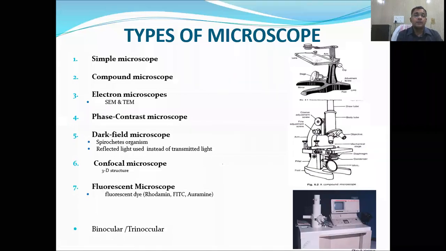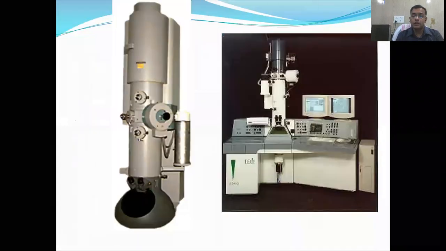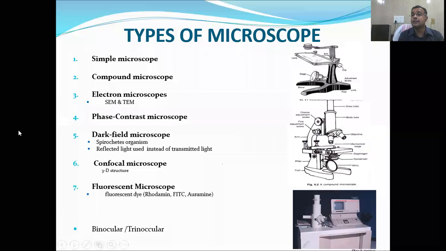Beside this one, the next important one is known as the electron microscope. Earlier I had told you that the electron microscope is an important discovery by Knoll and Ruska, and this electron microscope had replaced the light with an electron beam, and that improved the resolution power by 1 lakh times.